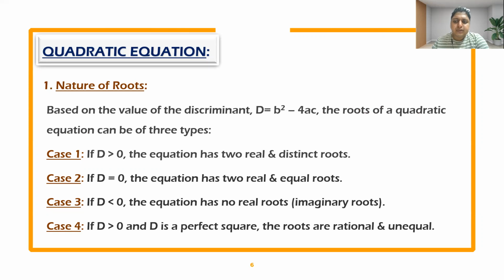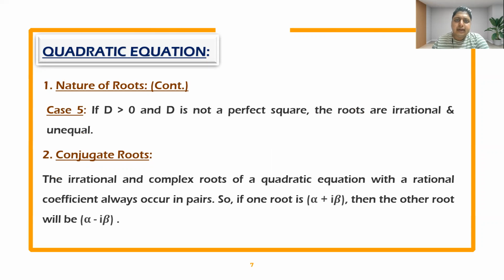That is in the form of square roots. So the fourth case is D greater than 0, and D is a perfect square, so the roots are rational and unequal. And the last case is D greater than 0 and D is not a perfect square. The roots are irrational. Irrational means in the form of square roots, and unequal.